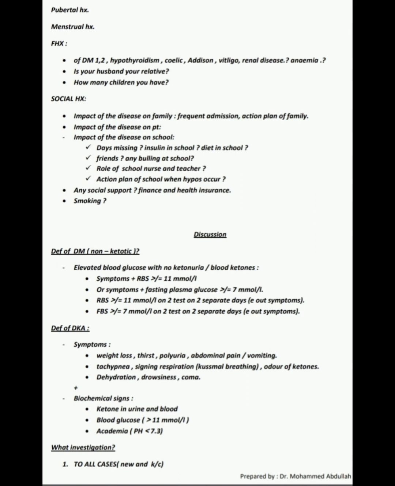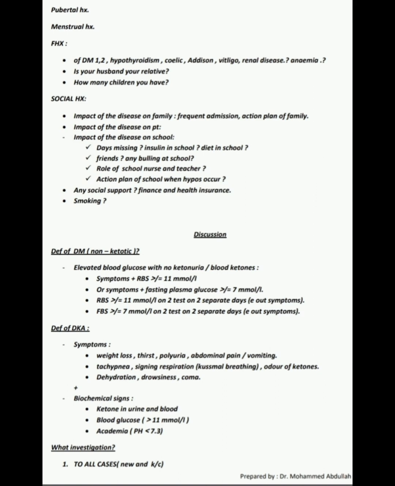Family history: we will ask whether diabetes mellitus type 1 or type 2 is present or not, and any hypothyroidism, celiac disease, Addison disease, vitiligo, renal disease, or anemia present or not. Does your husband or your relative have any diabetic disease or not? How many children do you have? So we will ask the family history.